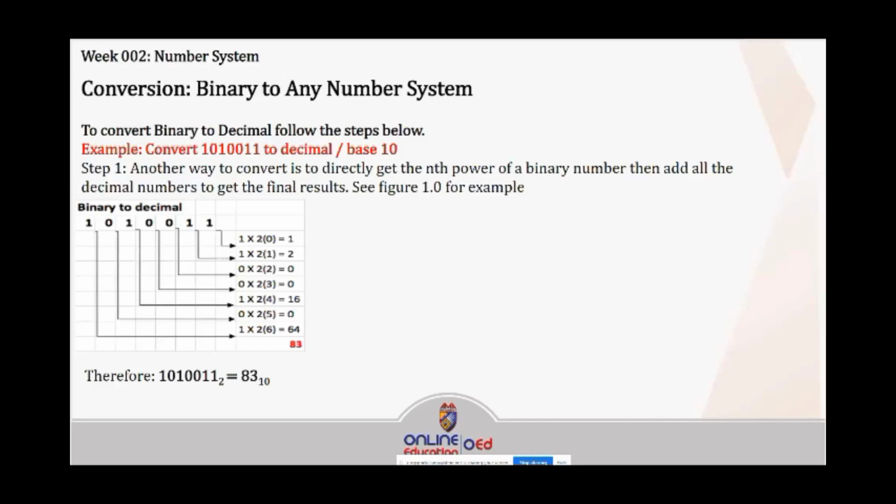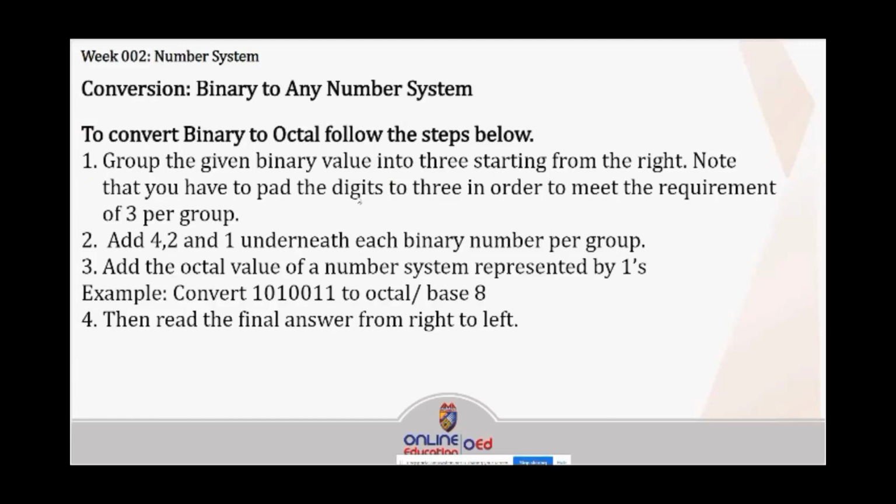So that's how you're going to convert binary to decimal. Next, binary to octal. If we're going to convert the binary to octal, we are to group it by 3. Then you can use the 1, 2, 4 underneath the binary number, and add the octal value of the number system represented by 1. Do not forget to put the base, which is 8, and then read the final answer from right to left.